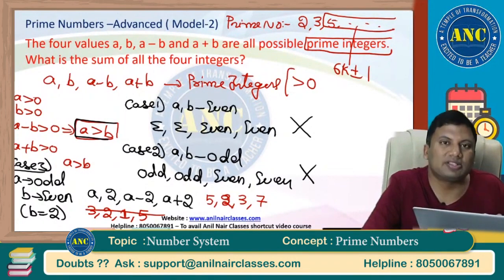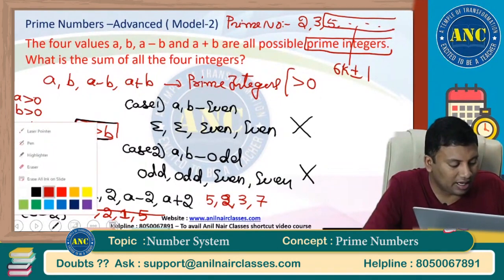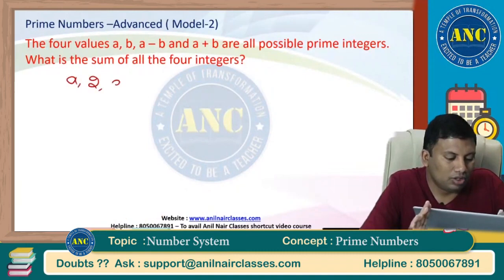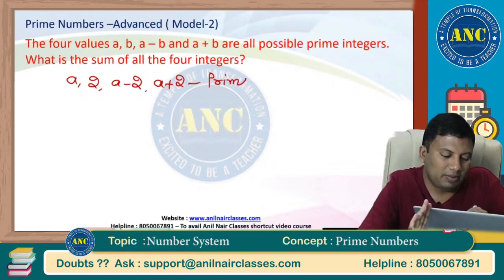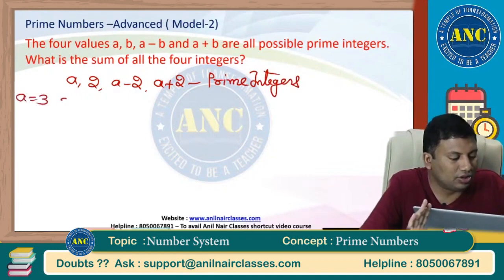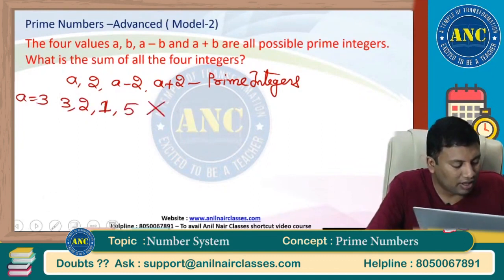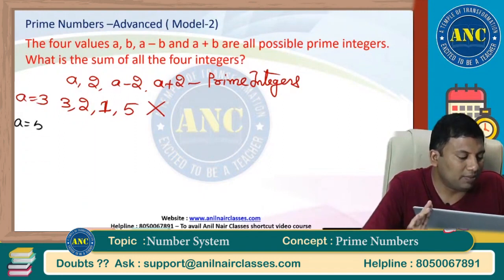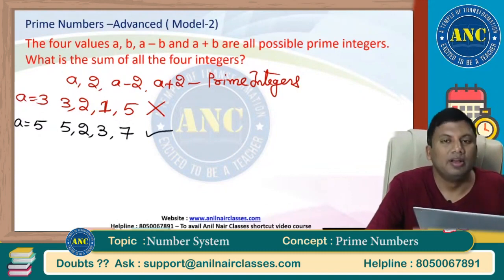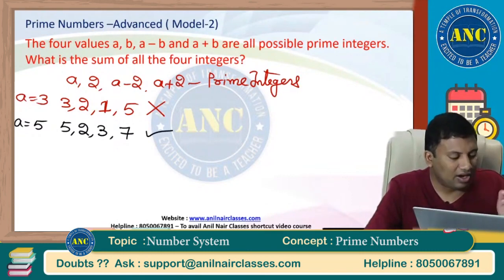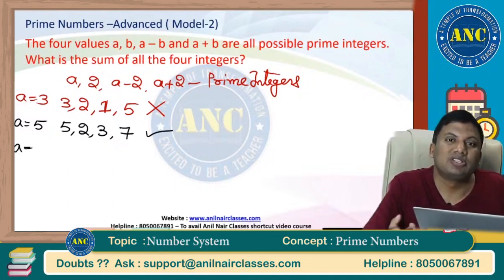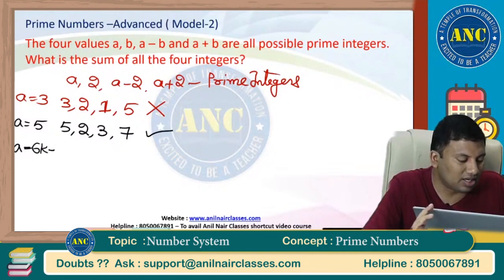Suppose you take 5, which is of the form 6 into 1 minus 1. Let me write down here: A, 2, A minus 2 and A plus 2. All are prime integers. So we took A equal to 3: 3, 2, 3 minus 2, 3 plus 2. These are not possible, because 1 is neither prime nor composite. Let me take 5: 5, 2, 5 minus 2 is 3, 5 plus 2 is 7. 5, 2, 3, 7. These all are prime numbers. 5 is of the form 6k minus 1. Let me take other numbers which are of the form 6k minus 1.